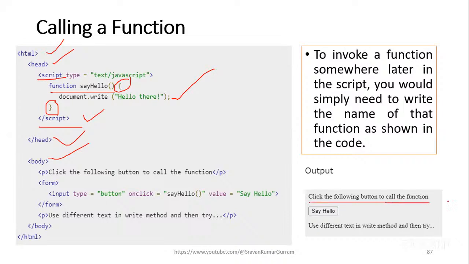This is the output screen. Okay, I have taken a screenshot of the output and I pasted it here. Observe the output screen. Click the following button to call the function that will be displayed. Okay, the text will be displayed first. So you must understand that as a user, click the following button to call the function. So when you click on that particular button, this method will be activated.